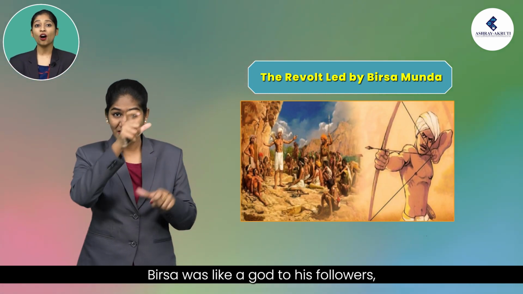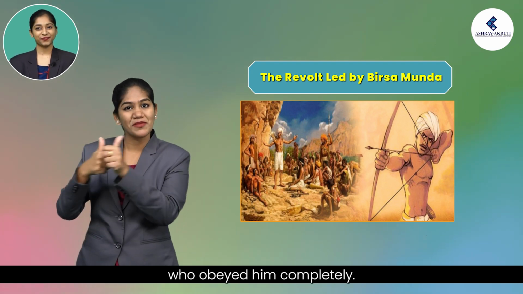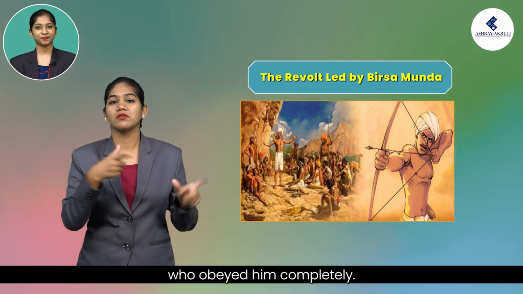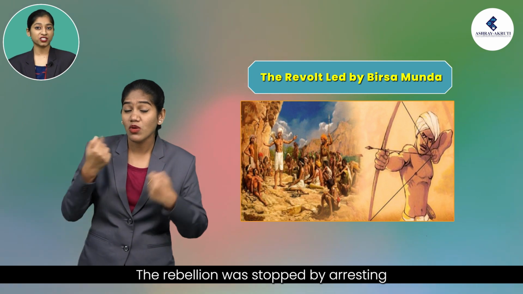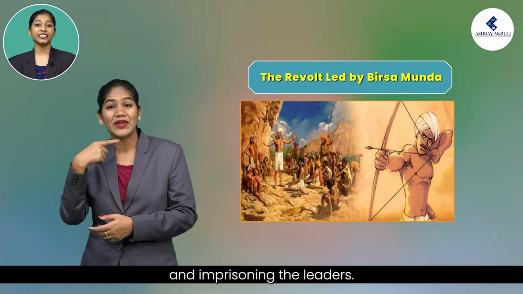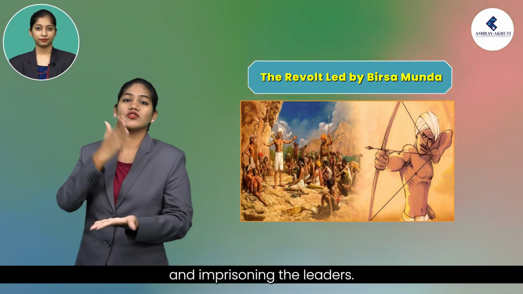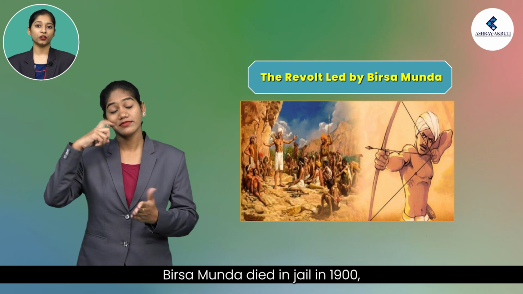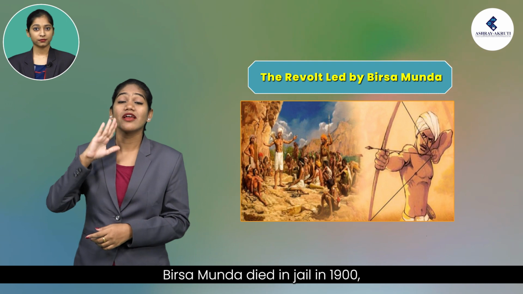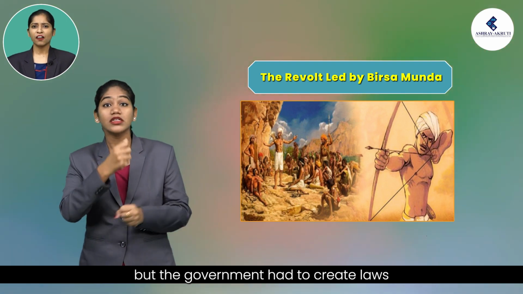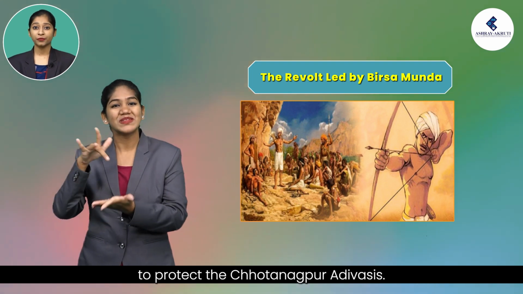Birsa was like a god to his followers, who obeyed him completely. The rebellion was stopped by arresting and imprisoning the leaders. Birsa Munda died in jail in 1900. But the government had to create laws to protect the Chota Nagpur Adivasis.